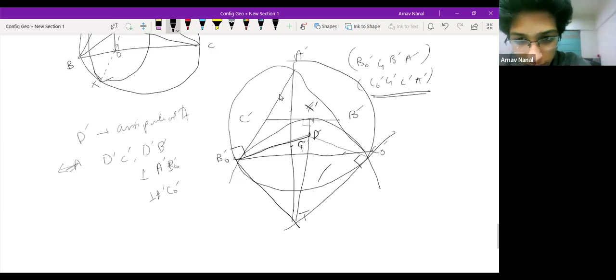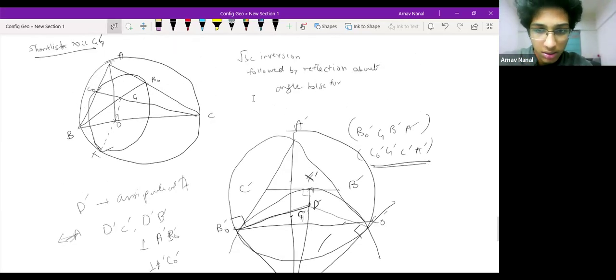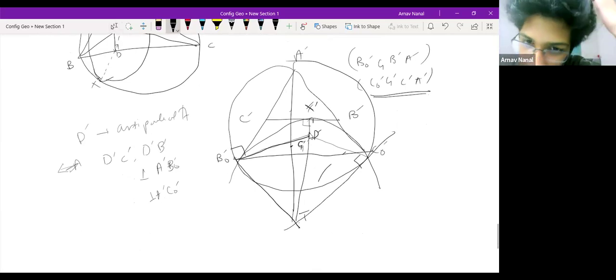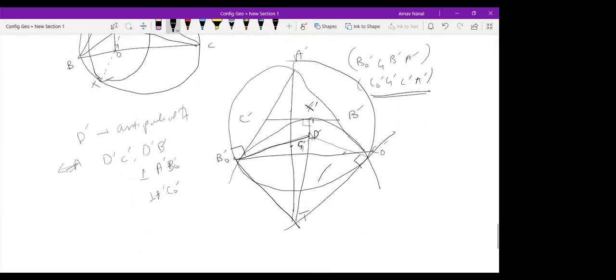Let me phrase. Wait, how do I explain this? Just a sec. I directly drew that. Why is it 90? Okay, so B dash C dash and B naught dash C naught dash are parallel. I guess it's then easy to show that D dash T and B naught dash C naught dash are perpendicular.